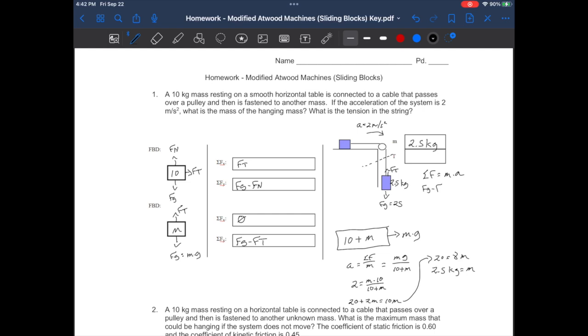Net force is equal to mass times acceleration. Net force is gravity minus tension is equal to ma. 25 minus tension is equal to 2.5 times the acceleration of 2. So 25 minus tension is equal to 5. So 20 should be our force tension, 20 newtons.